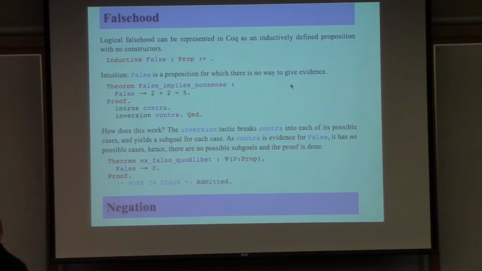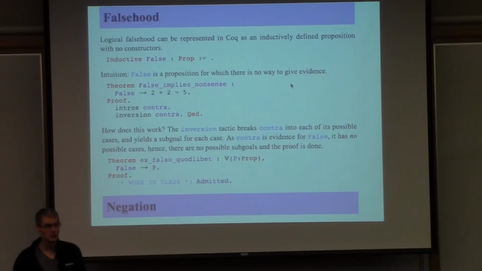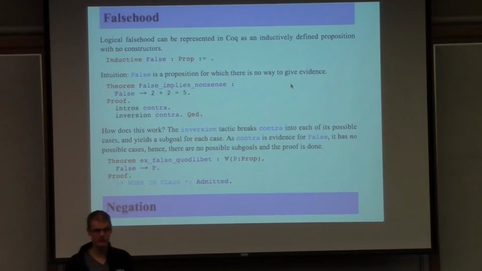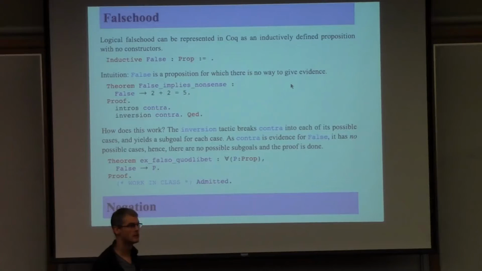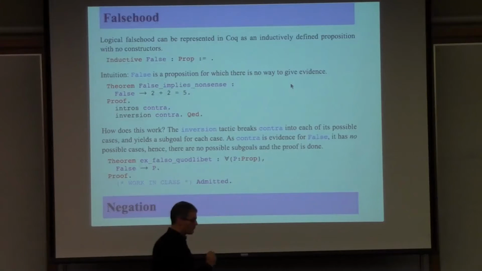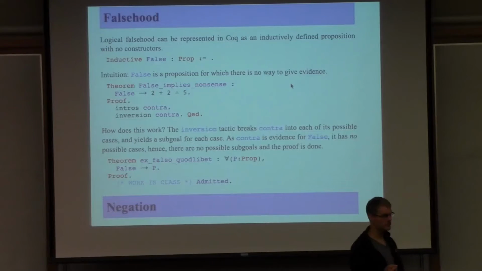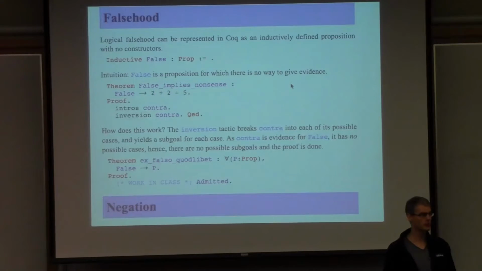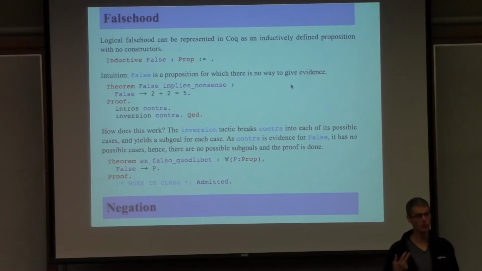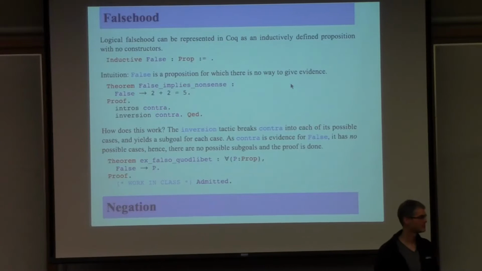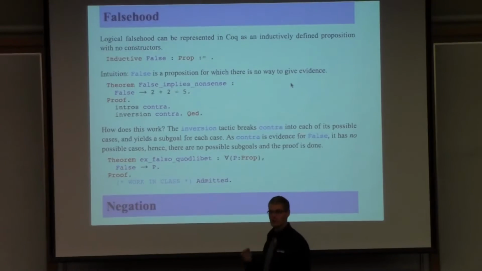Falsehood is representable in Coq in a particularly trivial way. So this is an inductively defined proposition. It looks funny, but it's a perfectly legal one. It has 0 constructors. So how do we build inhabitants of that inductive type? We don't. And if we're given, by hypothesis, an element of that inductive type, what happens if we do inversion on it to find out in what way it could have been constructed? Well, we always get 0 subgoals. Okay, so inverting false proves anything.